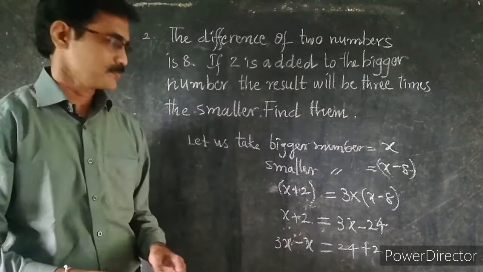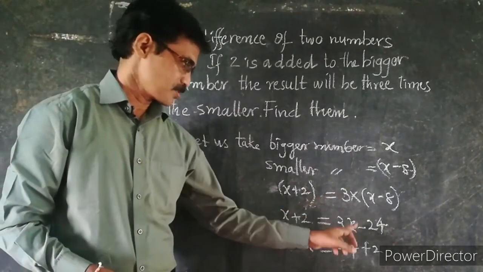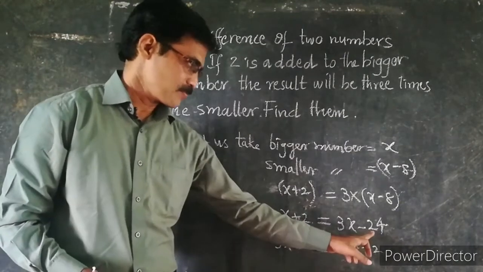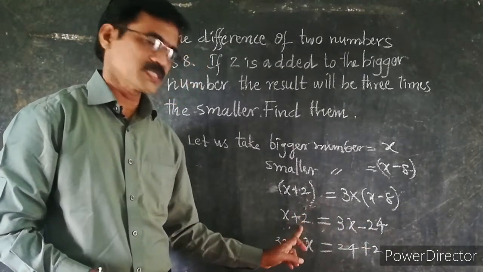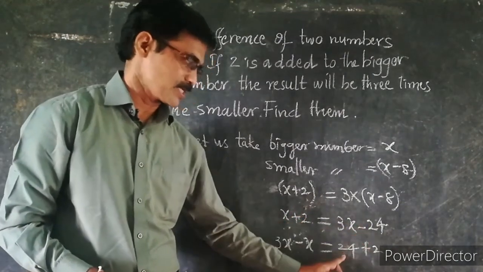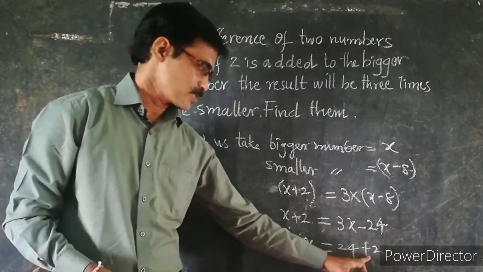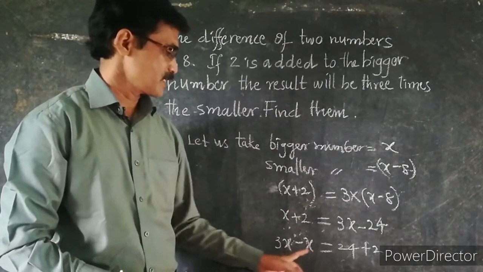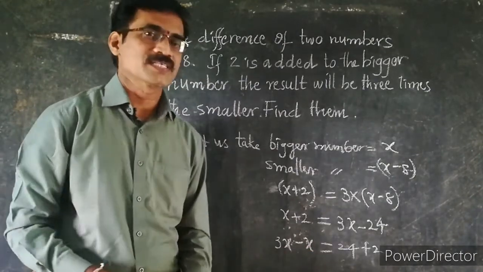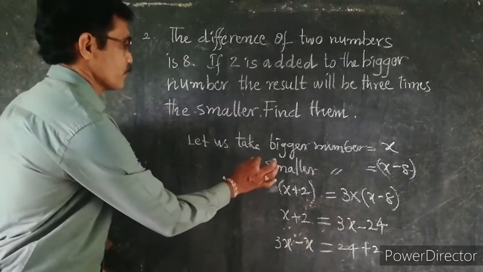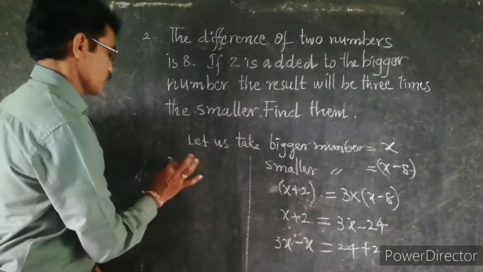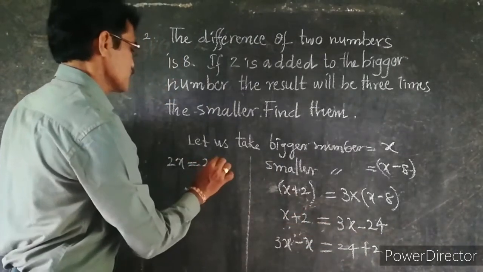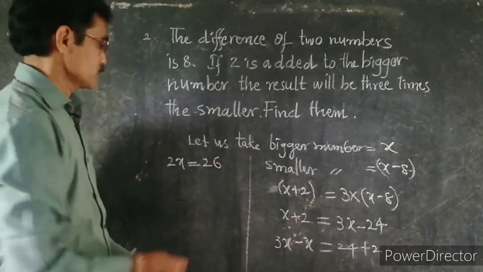What happened here? x is transposed towards 3x, so it becomes minus. 24 is transposed towards 2, so it becomes plus. So 24 plus 2 and 3x minus x. What is the result here? 3x minus x, you will get 2x. So 2x is equal to 24 plus 2, that is 26.